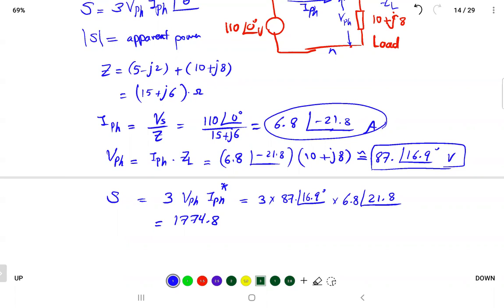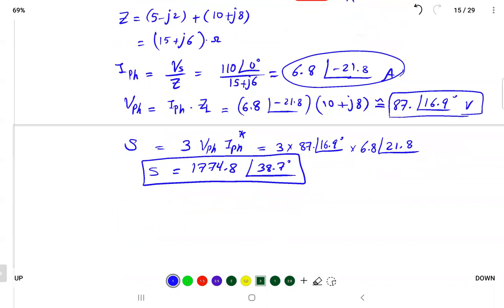S magnitude. The angle, I'm going to add both: 16.9 plus 21.8, I got 38.7. That's the complex power. That's very important. If you want to find the active power and reactive power, in the calculator just convert this polar form to complex Cartesian form, real plus imaginary. So I will just do that.